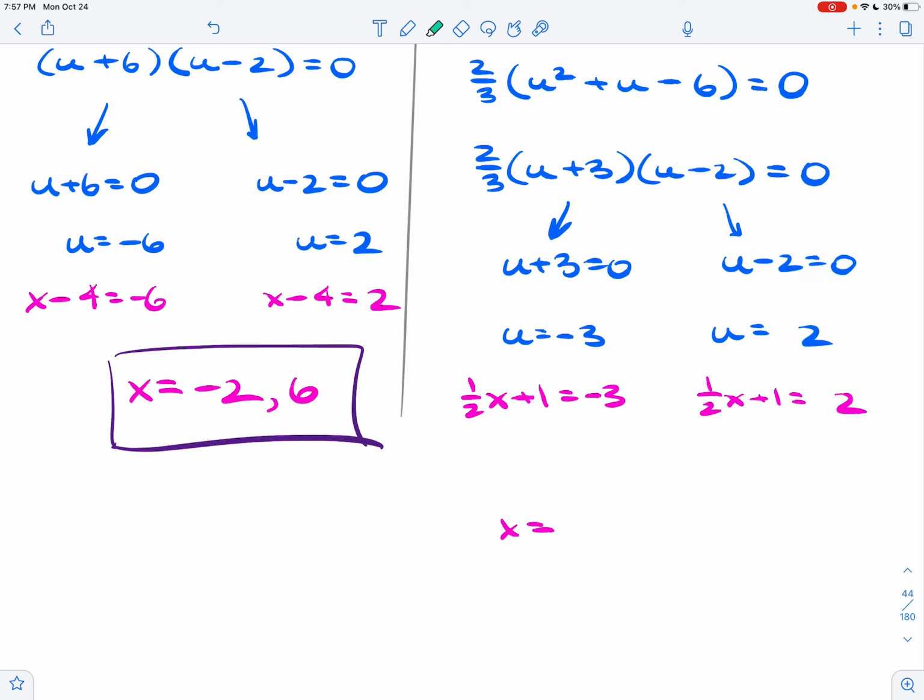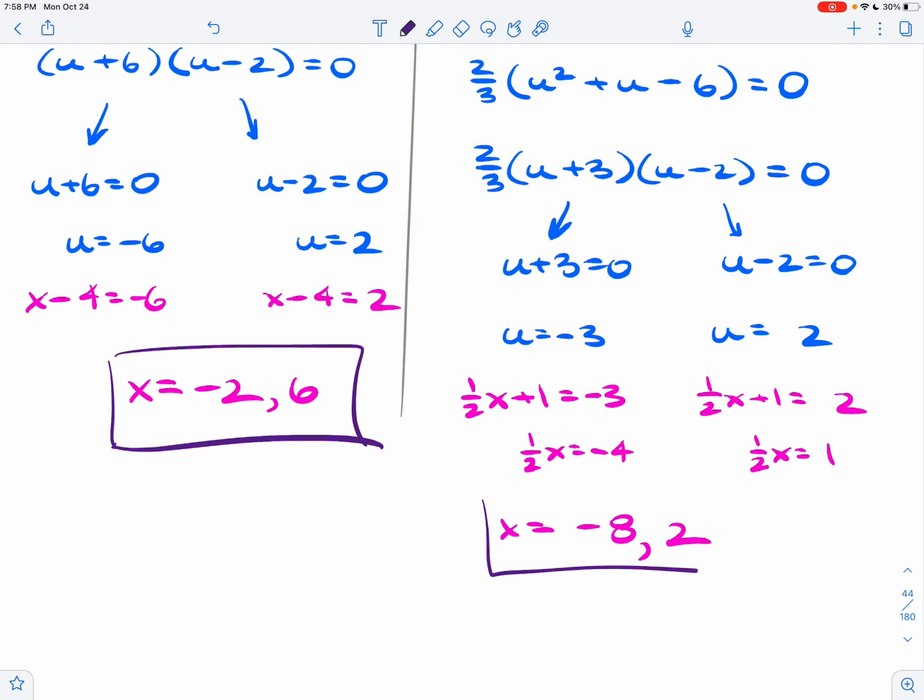But again, let's just work it from here. And if you can jump straight to the answer, x equals whatever it equals, neat. I'm still going to go through the process of subtracting 1 from both sides, just because I need to see that right now. Half x is equal to negative 4, in which case x is equal to negative 8. Or half x is equal to 1, in which case x is equal to 2.